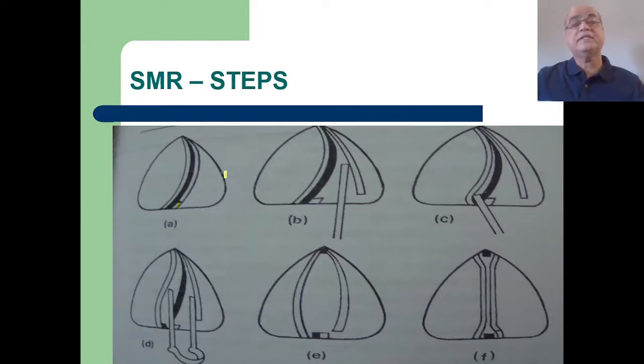Then we will raise this mucoperichondrial flap on this side. Once the flap has been raised on this side, we will give an incision over the cartilage from the same side, and then we will go to the other side of the cartilage, and from there also we will raise the mucoperichondrial flap. So now in this picture you can see that the prongs of the nasal speculum are, one on one side of the septal cartilage and the other on the other side, and the cartilage is there in between now.